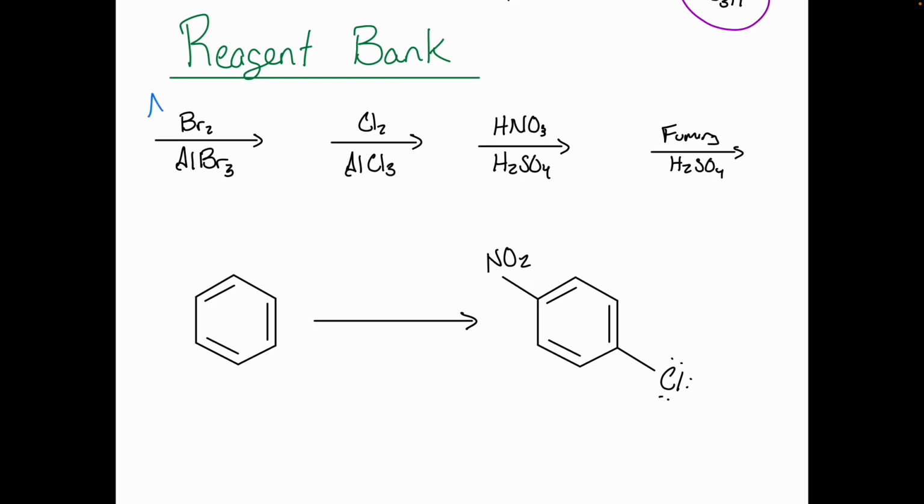All right, let's label these reagents A, B, C, and D. Which one am I going to need to put on that nitro group? C. And which one am I going to need to put on that chloro group? B. Cool, so we have our reactions, and now we have to think about the order in which we're going to do these two reactions.